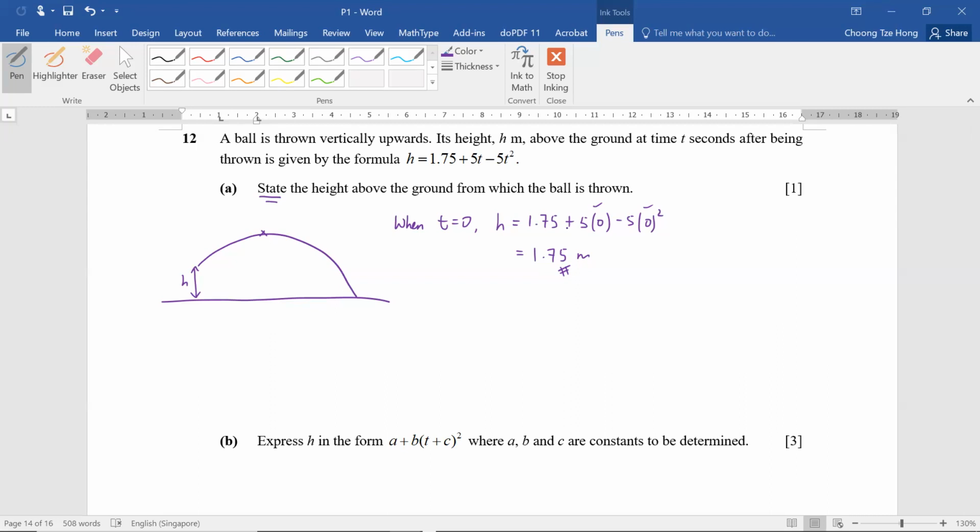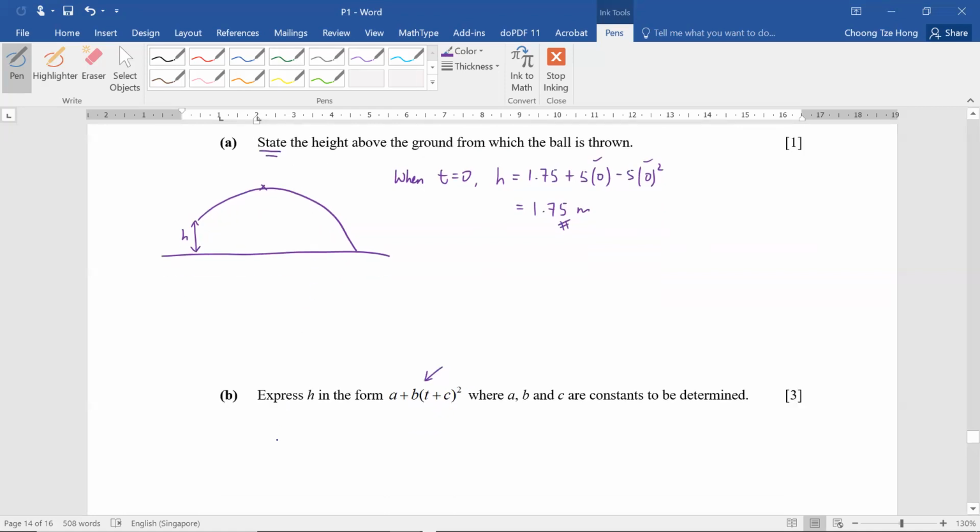Part B: express h in the form a plus b times (t plus c) squared, where a, b, and c are constants to be determined. So they want you to determine what a, b, and c are. Whenever the question asks you to express a quadratic in this form, you should be familiar that what you need to do is completing the square. So let's try to do completing the square for the original formula.